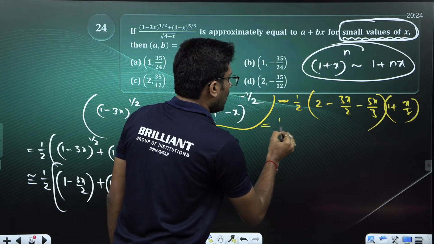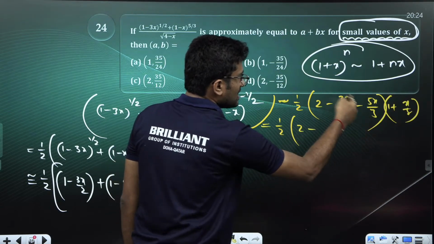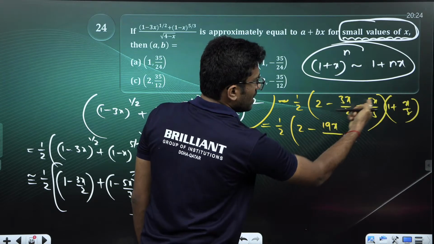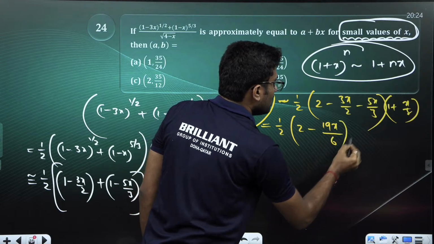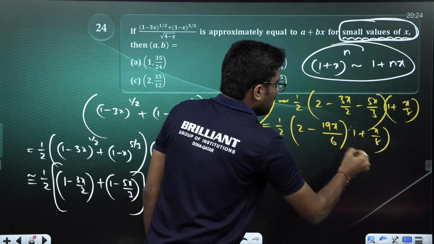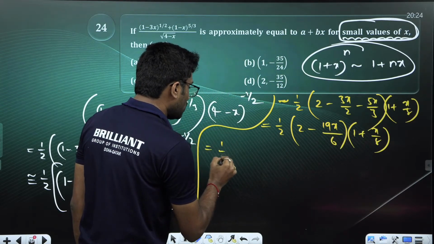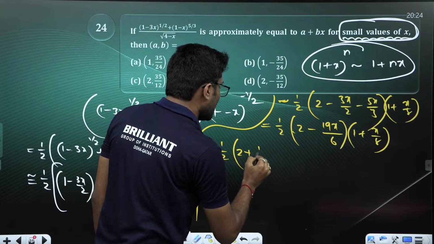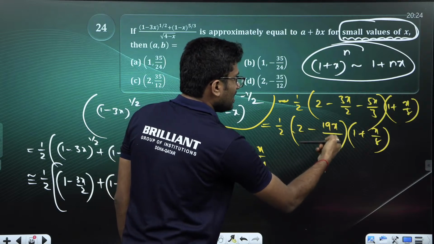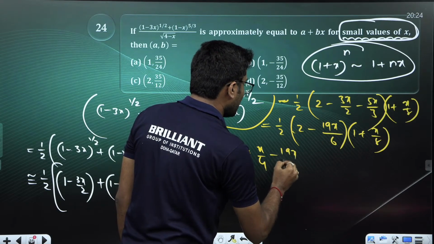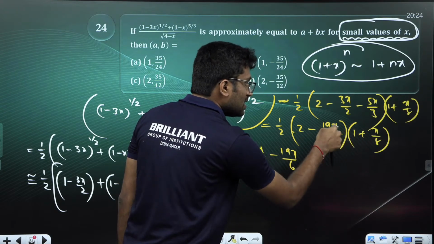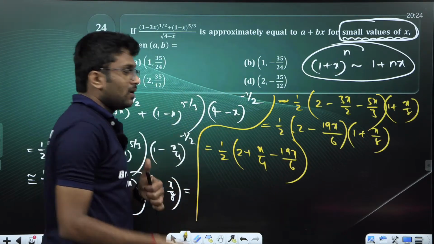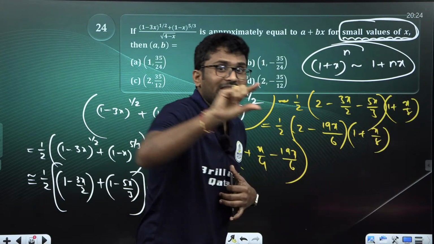That becomes 1/2 of 2 minus, taking LCM, 3 threes are 9, minus 10, that is minus 19x/6, into 1 plus x/8. Now multiply these two binomials, guys. 1/2 of 2 into 1, 2 into x/8 is 2x/8, that is x/4, minus 19x/6 into 1, minus 19x/6. See, x into x again gives x square. No need to consider that. 19x/6 into x/8 gives an x square term.